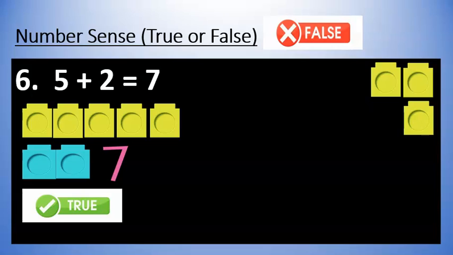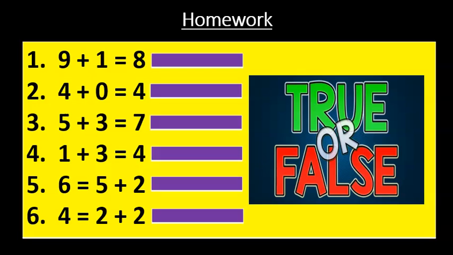Okay? Now, I want you to get a paper and pencil. Get a paper and pencil. I want you to look at your screen now. Here is your homework you are going to complete. I want you to copy down number 1, number 2, number 3, number 4, number 5, and number 6. I want you to do the same thing we did. You're going to tell Mr. Begay, are these true? Or are they false? I want you to tell me in these purple boxes here.